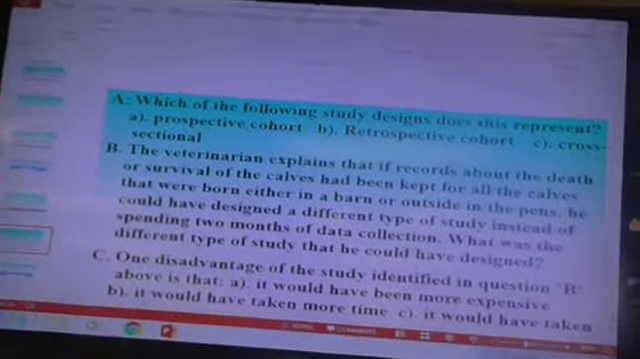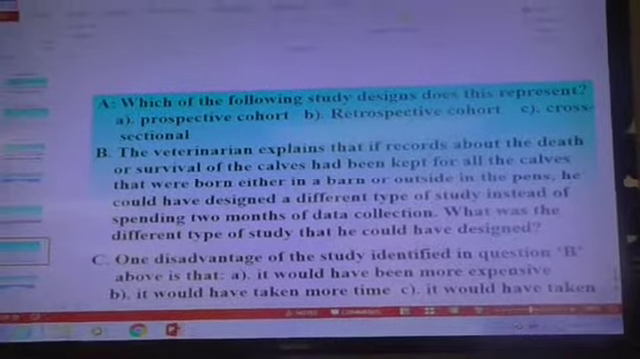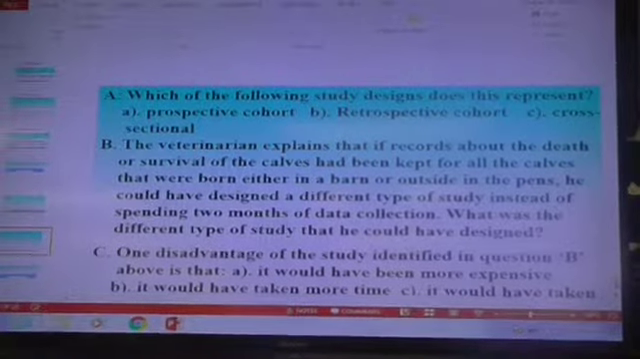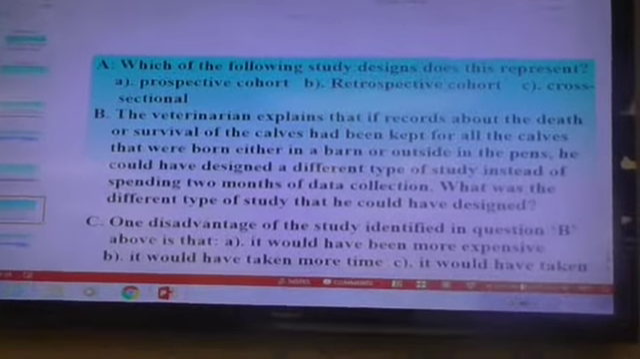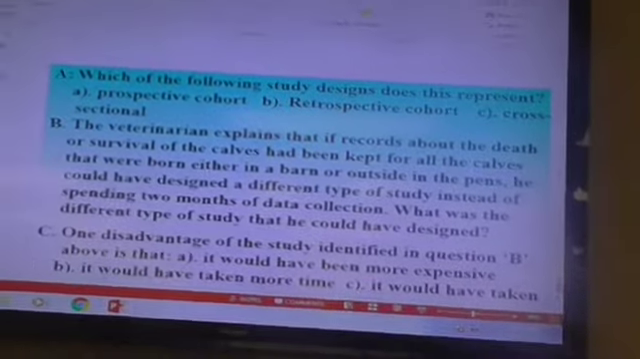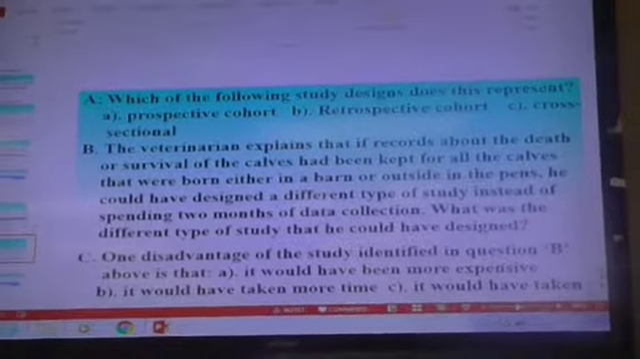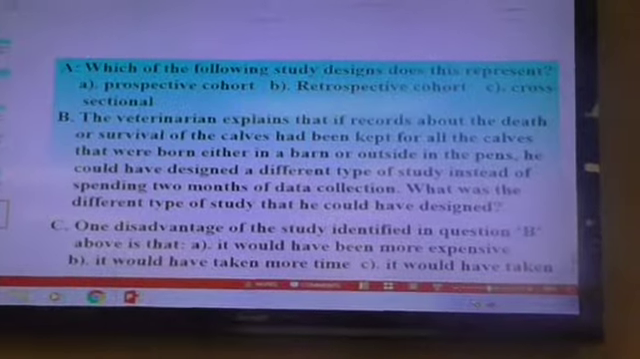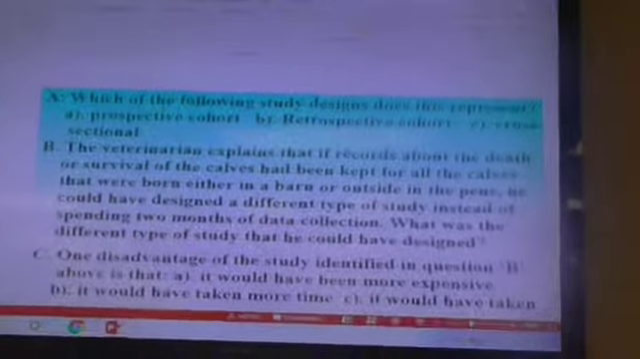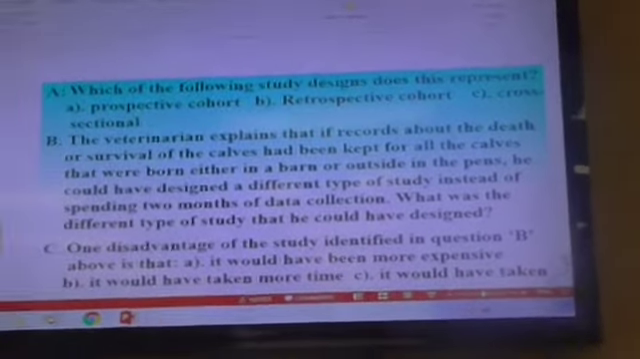So based on that, which of the following studies does this represent? The first one is prospective cohort, cross-sectional. I think these are the only study types that we covered, so I guess restricted to the point that we covered. So it's very clear, isn't it?